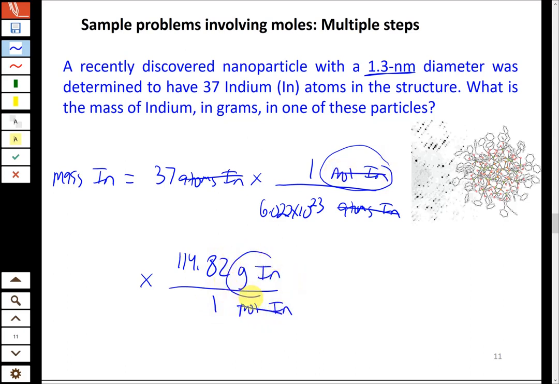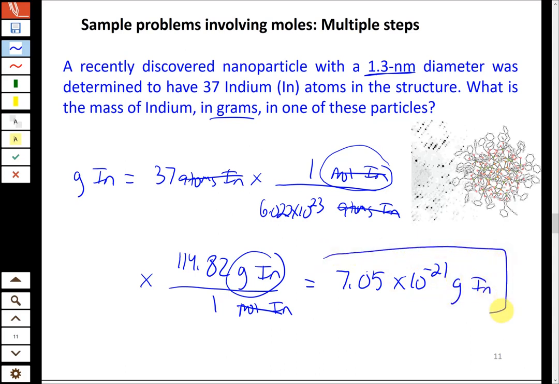All right, so that gets us to grams of indium, which is what we're looking for. I wrote it as mass, but it's really the grams that we're looking for. So that's the unit, and that comes out to 7.05 times 10 to the minus 21 grams. It's an exceptionally tiny number because we're only talking about a very small collection of atoms. 37 is not a lot, and each atom has a very tiny mass. That number might look a little bit jarring to you, but that would be the correct number for that small collection, 37 atoms that we have in this one particle.